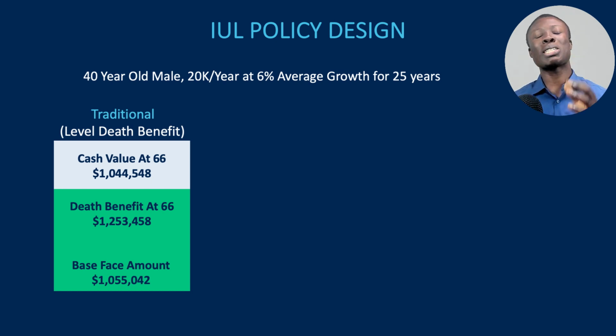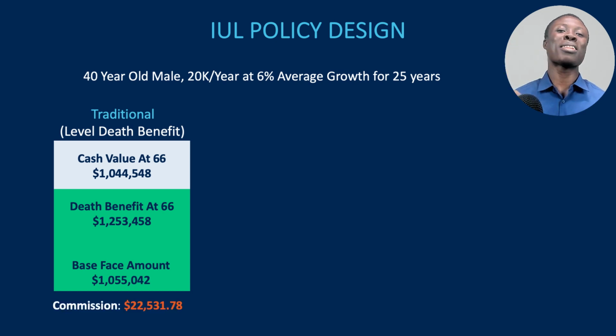Now, how much commission do you think an agent will get for this design? Over $22,000, because everything is base, and the base is really large in this case. So think about it. You are putting $20,000 in the policy, but commission paid out is $22,000. This shows you that there will not be much cash available in the early part of the policy. So this is like really, really bad design.